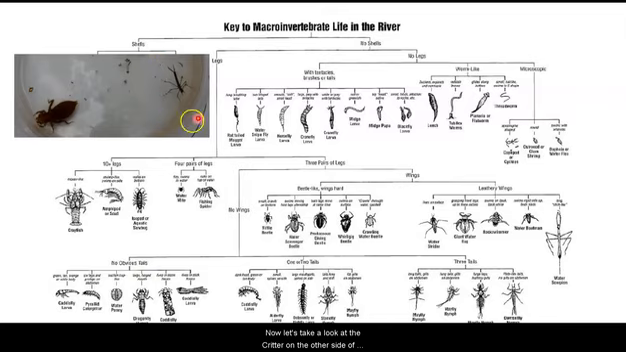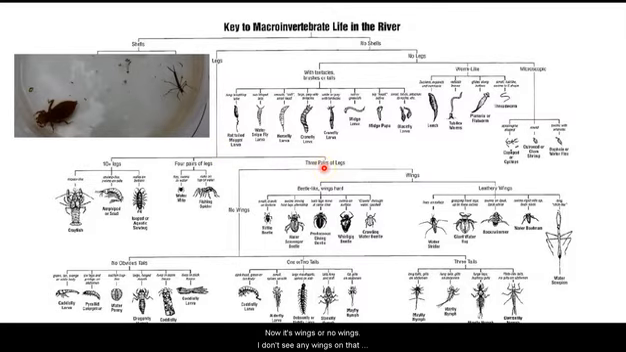Now let's take a look at the critter on the other side of our screen, on the right-hand side. Starting back at the top, shells or no shells? No shells. Legs or no legs? Well, I see 3 legs on this side and 3 legs on this side. So I'm going to come down this side of our chart and find the 3 pairs of legs.